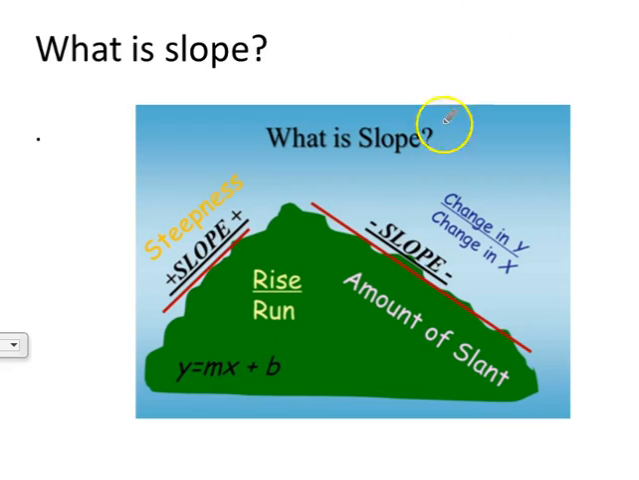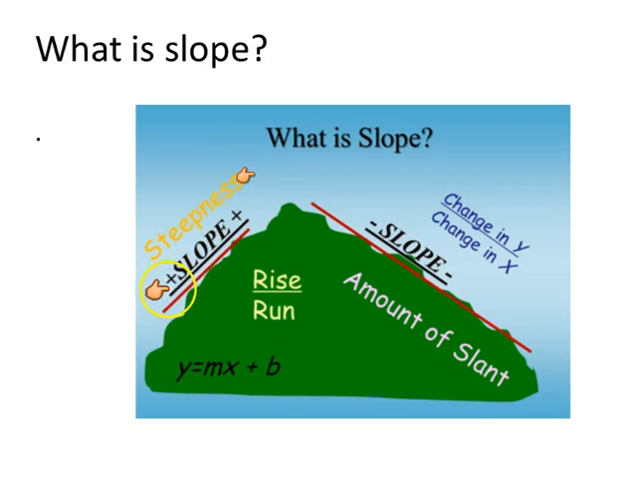All right, so slope. I'm going to skip ahead to this slide right here. What is slope? So this slide has lots of information about what slope is. So slope tells us the steepness of a line. So it tells us how steep a line is.